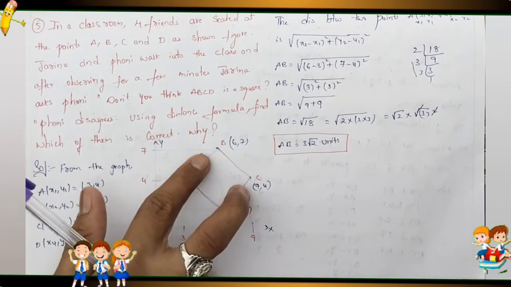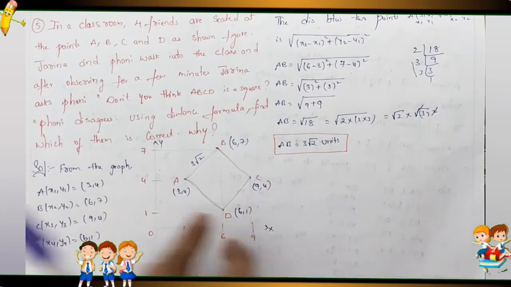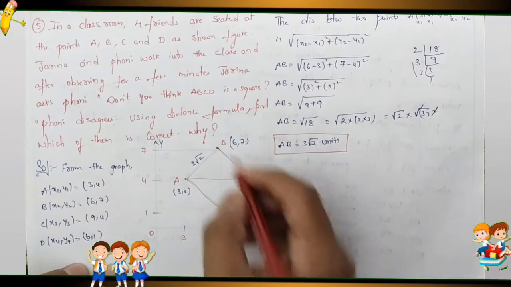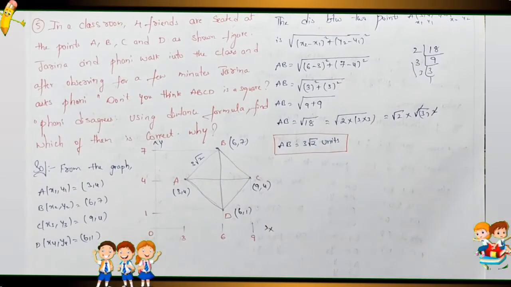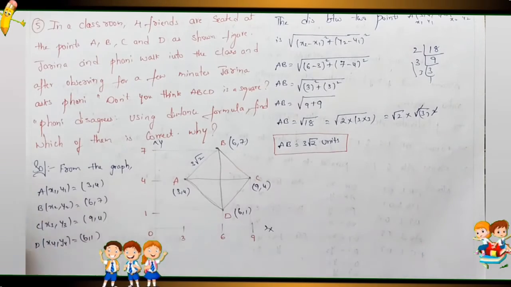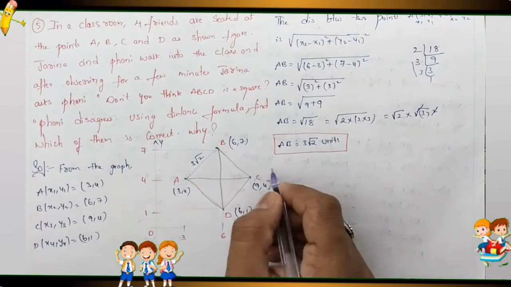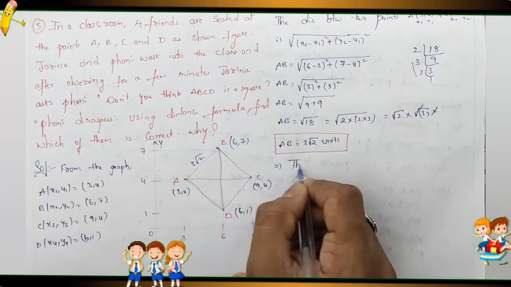Now next we have to find out BC, again CD, next DA. Again the diagonals also have to be found, since AC should be equal to BD. First you have to finish AB, next you have to find out BC. Now again write down the next distance.